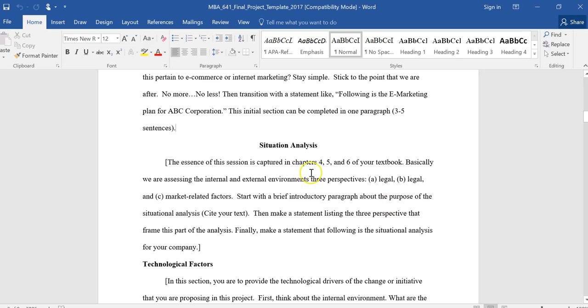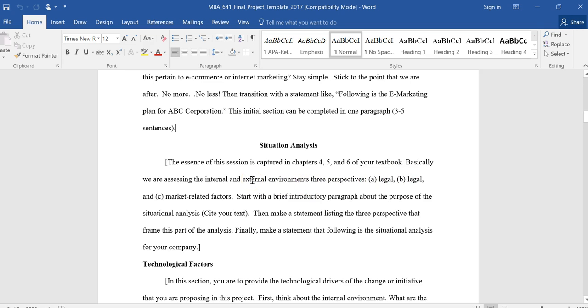Now, we're covering chapters 4 and 5 here, but I think that you might be better informed if you also get some information from chapter 6 of your textbook. Technically, we're not talking about it until next week, but I think that it's going to be helpful to guide you on some of these things that we're going to have to talk about.